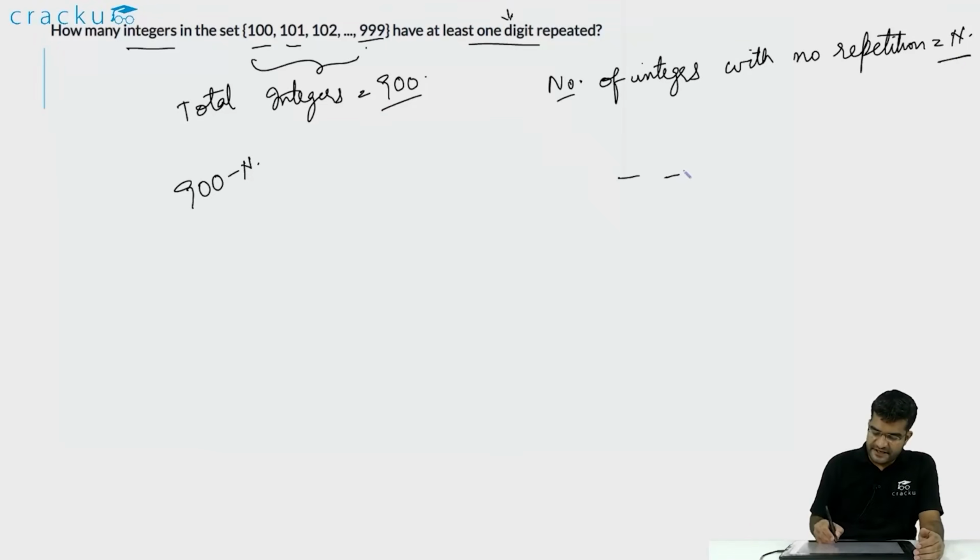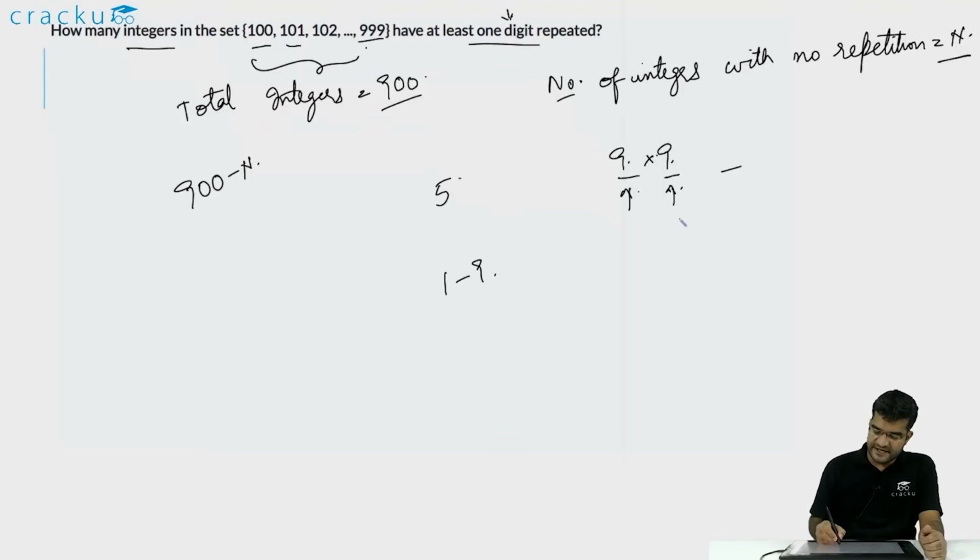So we have 3 digits that we need to fill up and there should be no repetition between these 3 digits. The first digit can be any number from 1 to 9. The first digit cannot be 0, so it can be selected in 9 ways. Once you select a number, let us assume that you have selected 5. The second digit can be any number which is not equal to 5. It can be either 0 or 1 or 2 or 3 or till 9. It just cannot be equal to 5. So again you can select this in 9 ways.